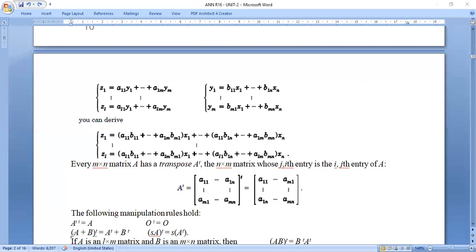Right. After that, A plus B to the power of transpose equal to A transpose plus B transpose. In the same manner, 0 matrix transpose equal to 0 matrix. There is no difference if you apply a transpose operation on a 0 matrix, isn't it? So you will get a 0 matrix. At the same time, if you have a scalar into a matrix, you can apply the transpose and you will get S into A to the power of transpose.